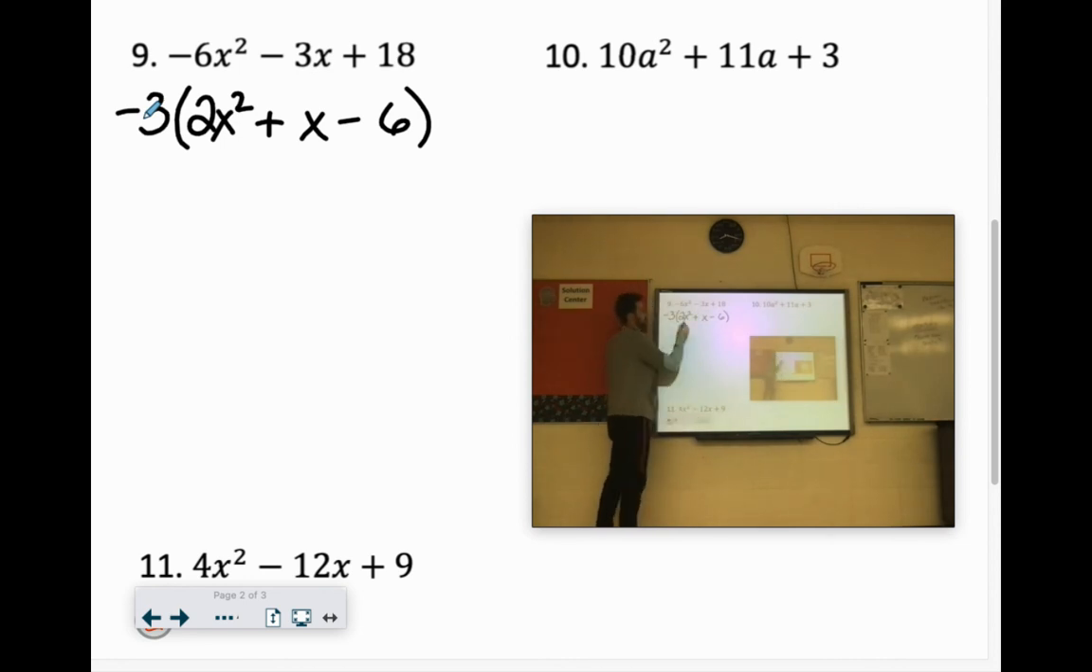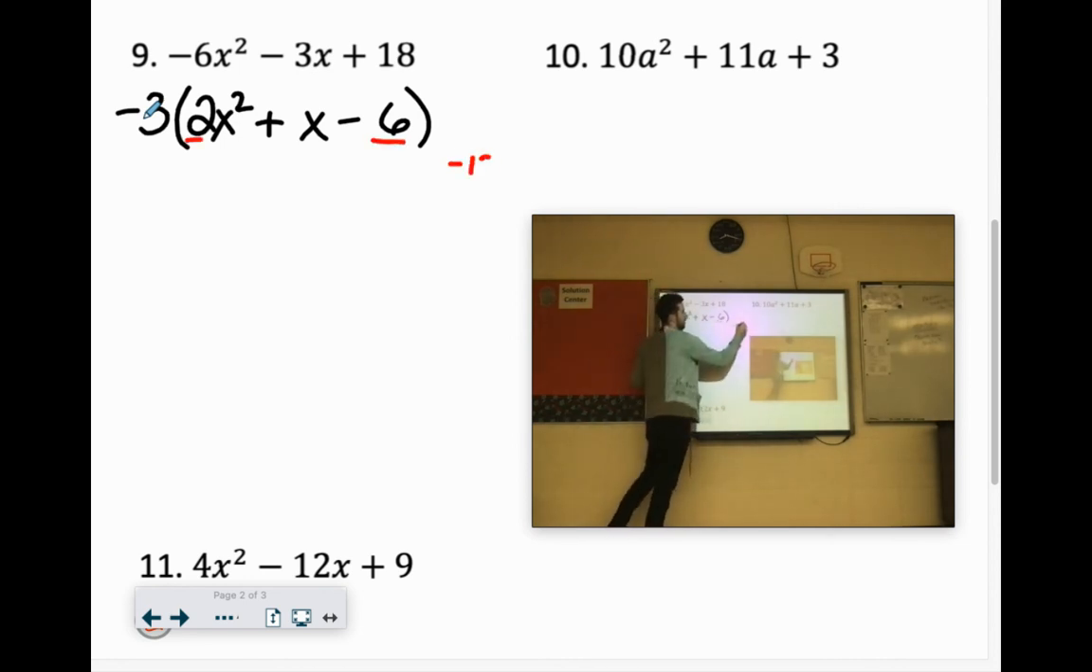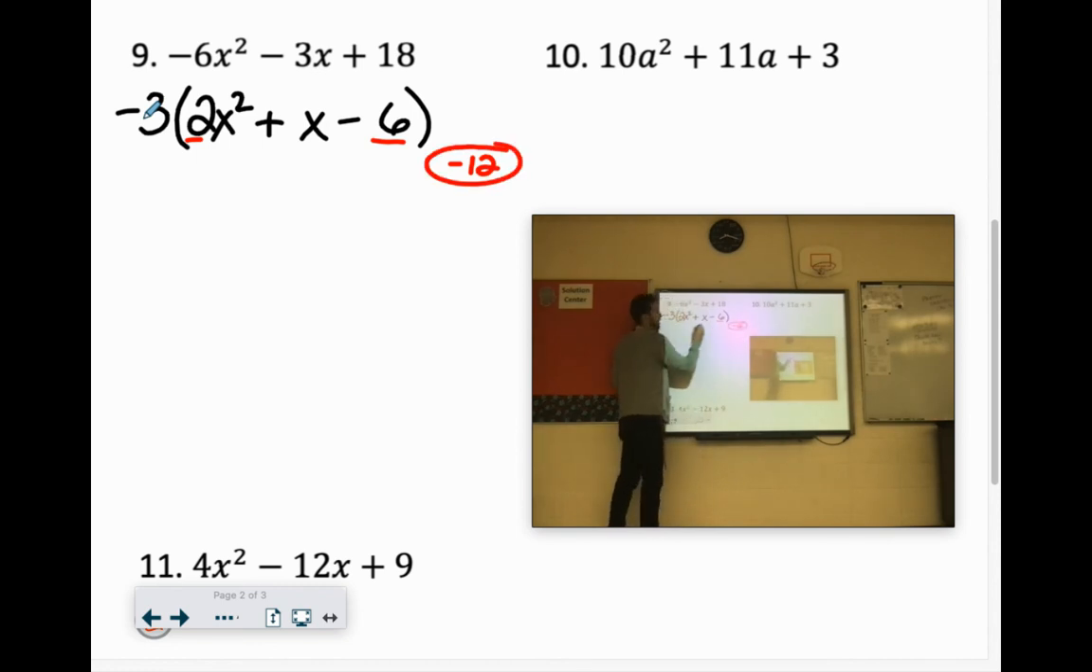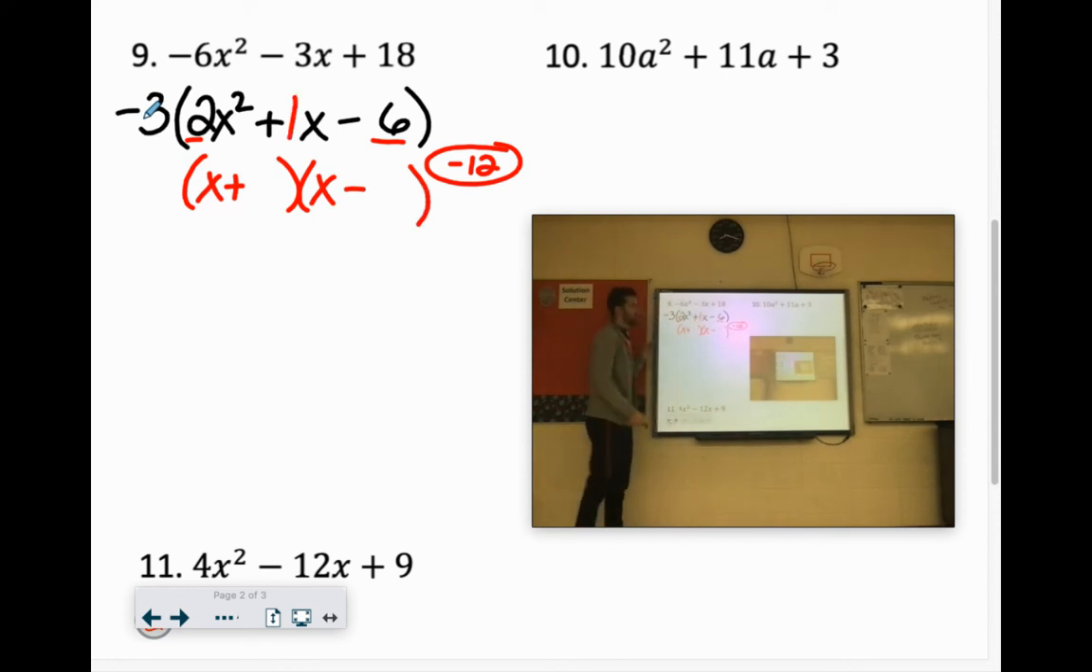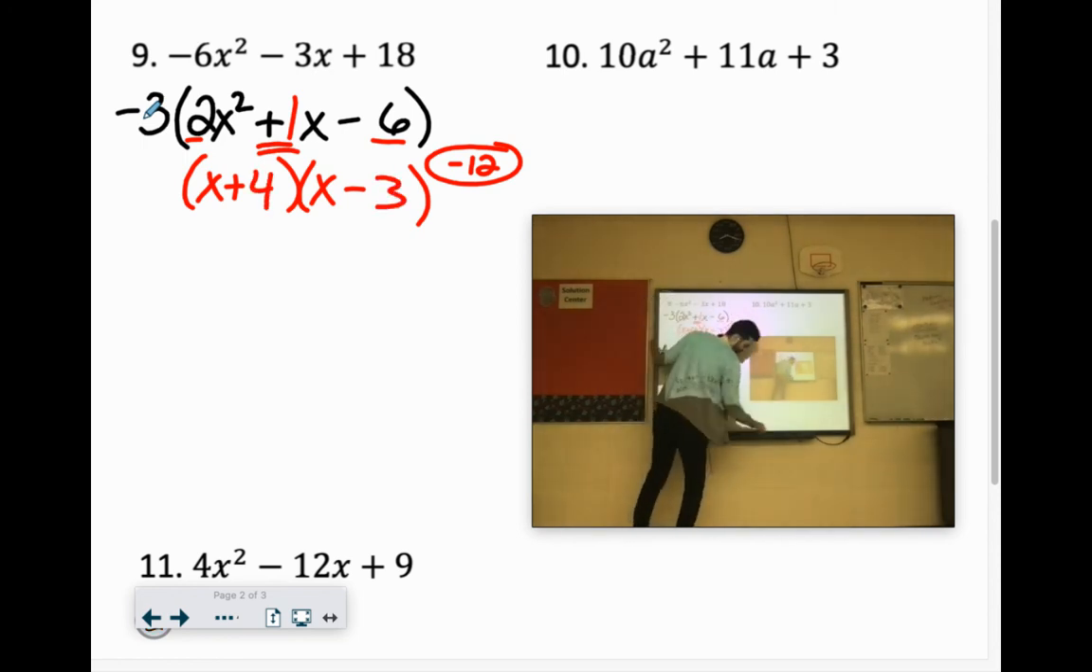If we multiply the first and last, 2 times negative 6 is negative 12, which means it has to be one of each. So it'll be x plus and x minus. They add up to positive 1, so they need to be 1 apart from each other. Numbers that multiply to 12 and are 1 apart would be 3 and 4. So to get them to add up to positive 1, they have to be plus 4 minus 3.